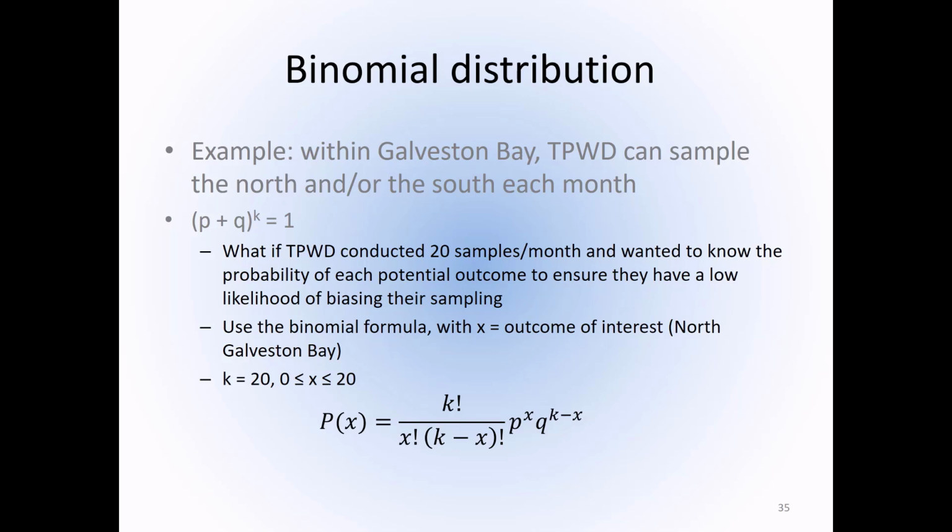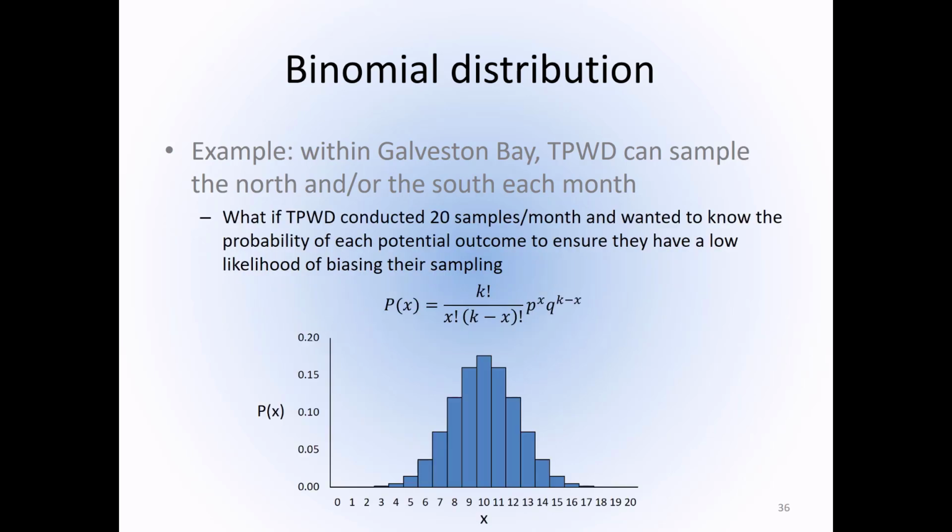So we can represent this visually, and it makes it a bit easier to understand through this histogram. On our x-axis, these are our values of x, and this represents the number of times that we're sampling in North Galveston Bay. And then P of x is the probability that that particular event is going to occur. So in this particular case, P of x is based on the height of the bar.